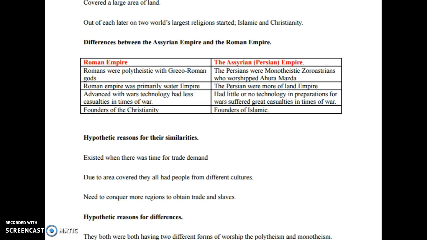Then the Roman Empire was primarily a water empire, or they preferred to travel by water to conduct their business, because they were much around areas covered with sea, the Mediterranean Sea, the Dead Sea, and those regions that were covered with water. Unlike them, the Persian Empire used land for traveling because their area is first covered with desert.